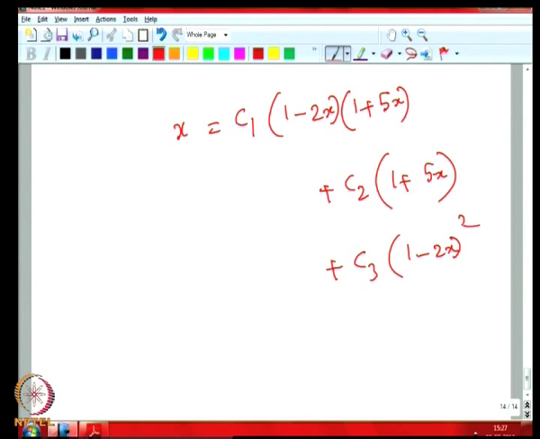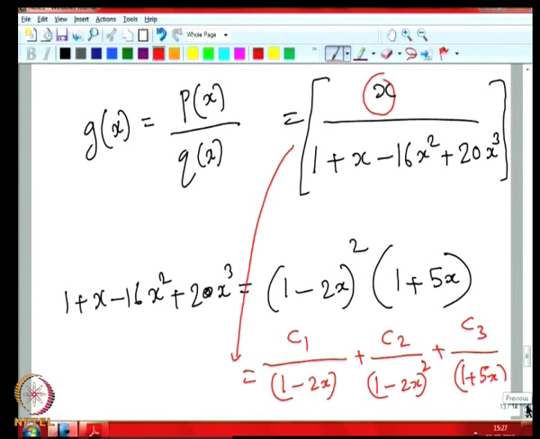Now equate the constant terms from both sides, and then the coefficient of x from both sides and the coefficient of x square from both sides, and then we get 3 simultaneous equations. Solving them we can get the values of c1, c2, c3, and then we will be back to very familiar forms, which we can use to infer the coefficient of x raised to n.